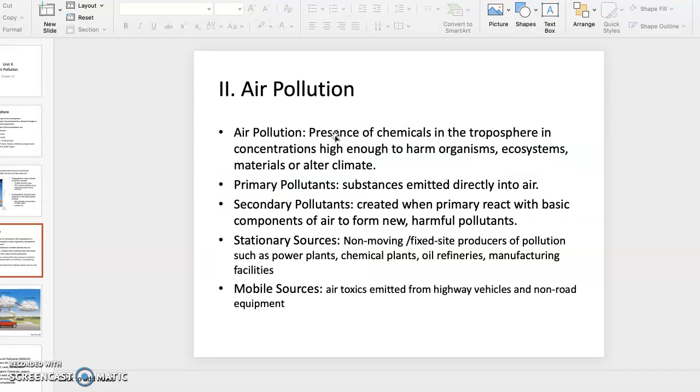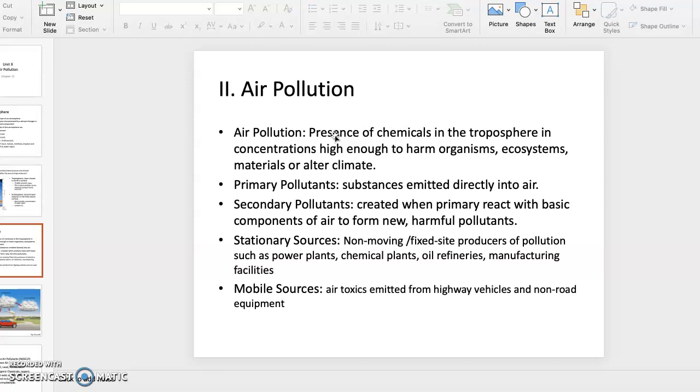Air pollution is going to be where chemicals in the troposphere in high concentrations will harm organisms or ecosystems. And primary pollutants are going to be emitted directly into the air, while secondary pollutants are going to react in the air with some sort of basic component, and it creates harmful pollutants. Stationary sources are non-moving, fixed sites like chemical plants. Mobile sources are kind of like your highway vehicles.